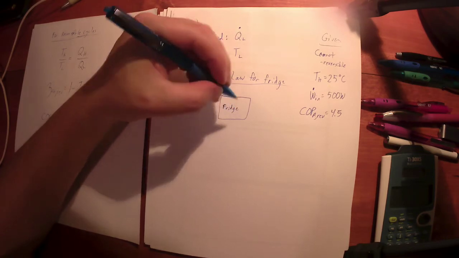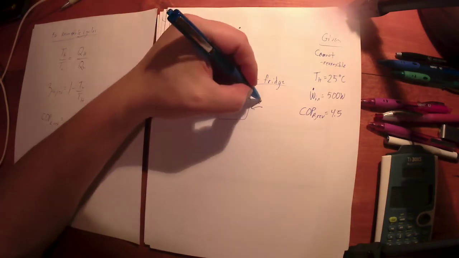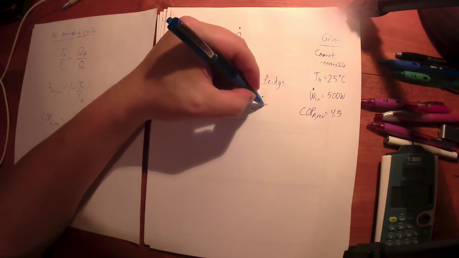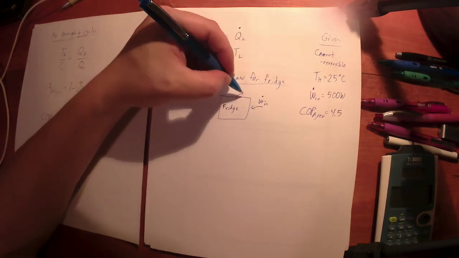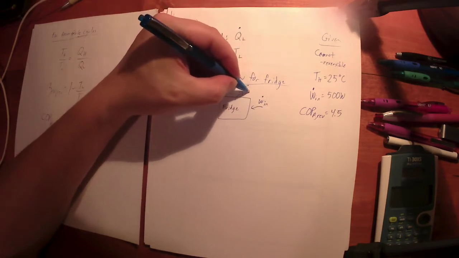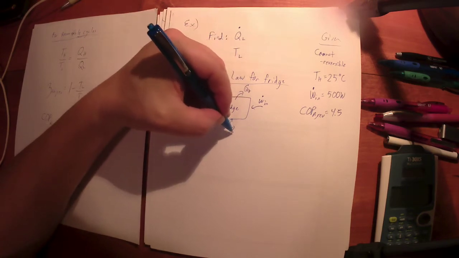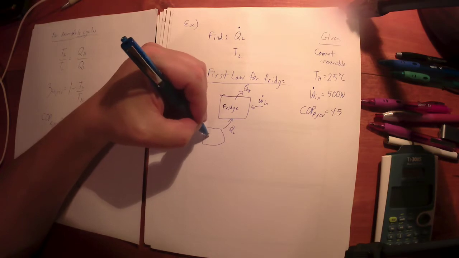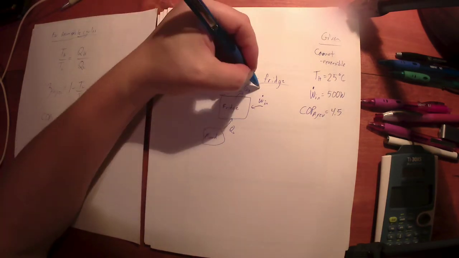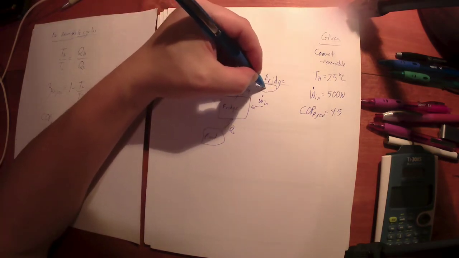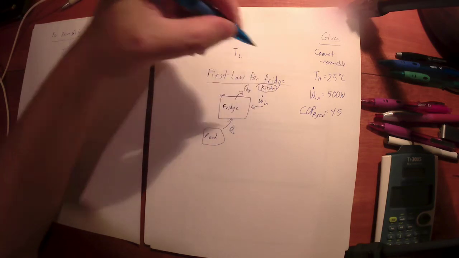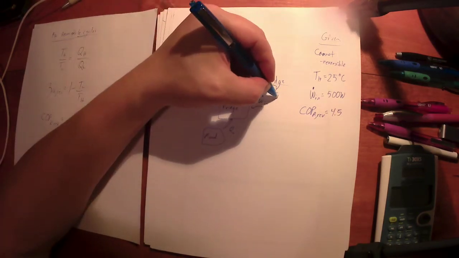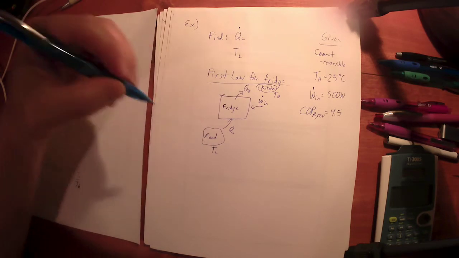You could draw all the devices out if you like, or we could just say, if I don't need to know about the individual devices inside, I've got a power input, I've got Q dot H going out, and I've got Q dot L coming in from the food, and this is the kitchen. The kitchen's at TH and the food is at TL.